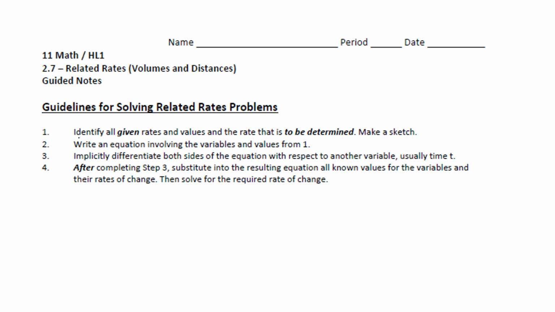So the steps are pretty easy. Identify all of the given rates. So read through the problem, identify everything given and the values with them, and also determine what the rate is to be determined. Then you go through and make a sketch if possible. Your next step is to write an equation involving the variables and values from step number 1. Then you implicitly differentiate both sides of the equation with respect to another variable, usually time t. After completing step 3, you substitute into the resultant equation all known values for the variables and their rates of change, and then solve for the required rate of change.